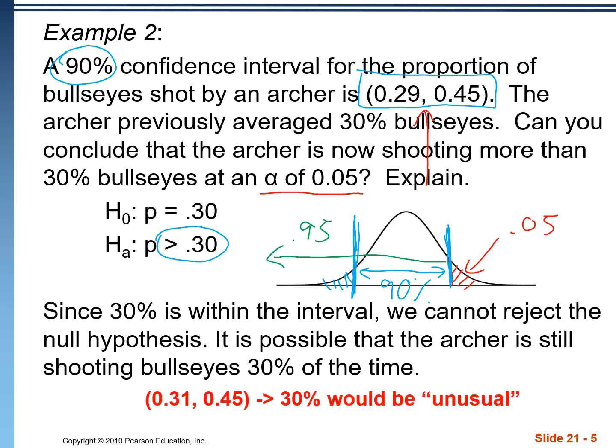We would want to see 30% outside of that interval, like something like this at the bottom here, where it goes 31% to 45%. In that case, we would say 30% is unusual. She has increased her rate of bullseyes above that.